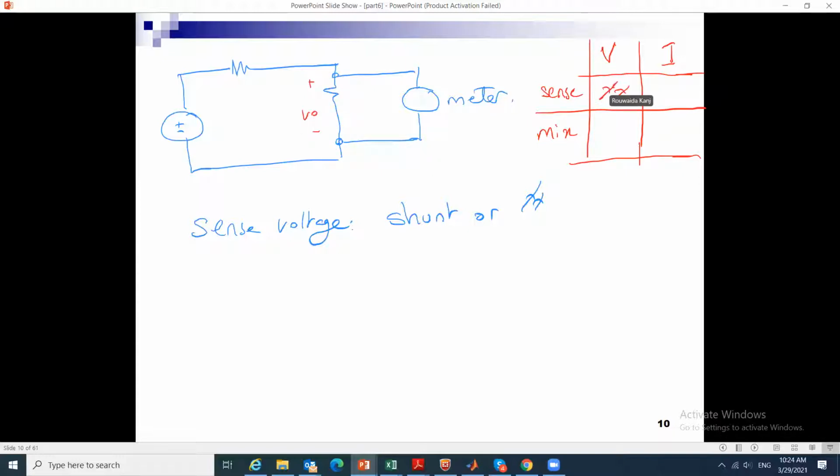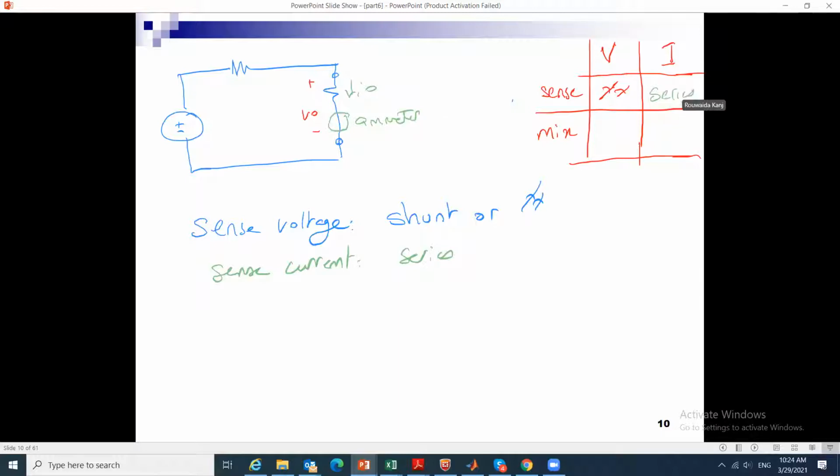Now if I want to sense the current that is flowing in the load, in our load, how do I sense the current? So we put it in series with the resistors. Right, so if I want to sense the current, I want to put it in series. If I want to measure IO, I have to put the ammeter in series, such that the current flows in it. So this is in series.